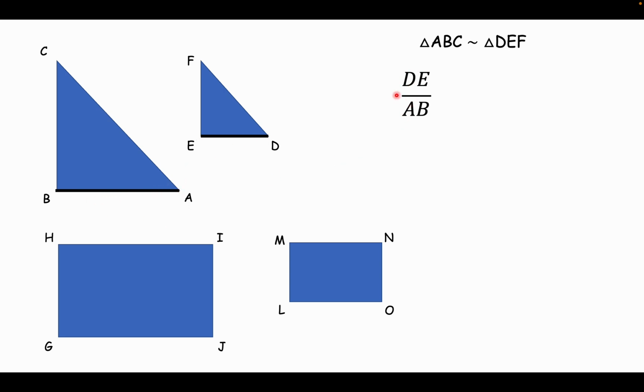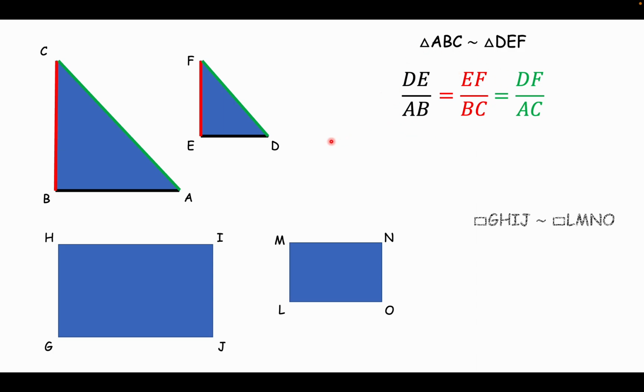The ratio of those sides is going to be equal to the ratio of the next corresponding sides, EF and BC. And that ratio is also going to be equivalent to our final side of DF and AC. So when triangles are similar, they have a proportion or the same ratio.